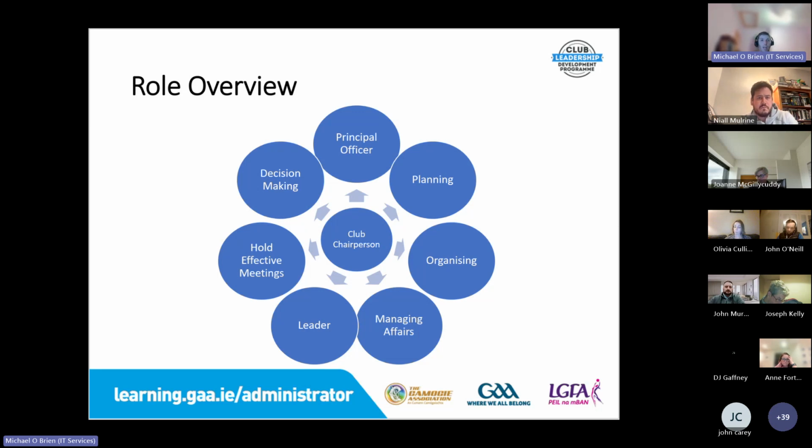You're heavily involved in planning. You're heavily involved in organizing. You're heavily involved in managing affairs, leadership, holding effective meetings, decision making. And some of these roles we'll touch on throughout the presentation, but that is a quick overview of what your role entails. And as you can see, it's a busy role.